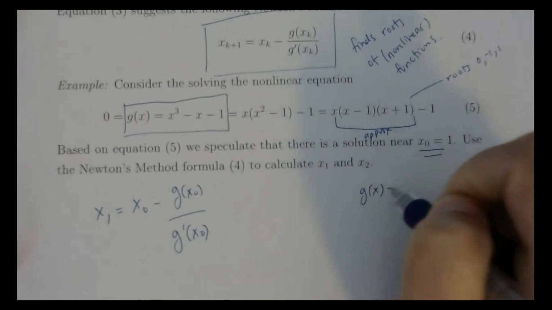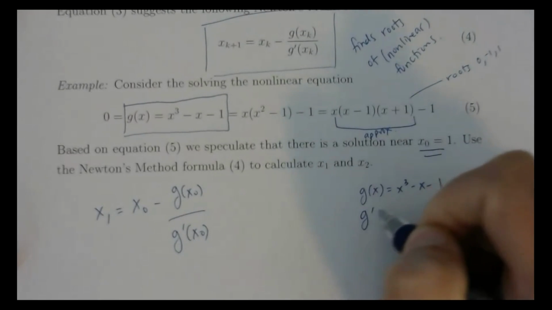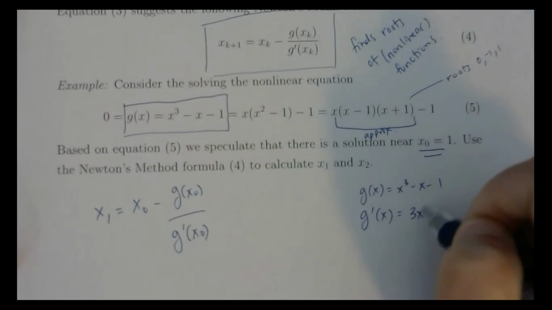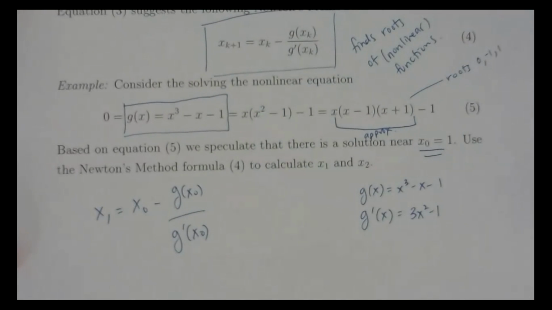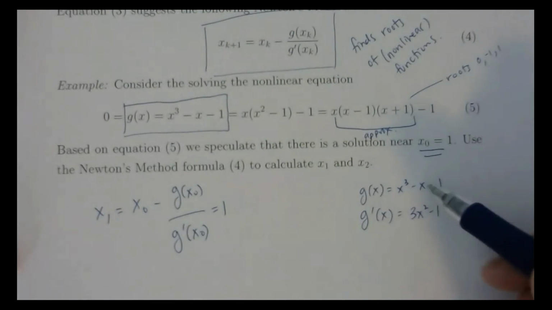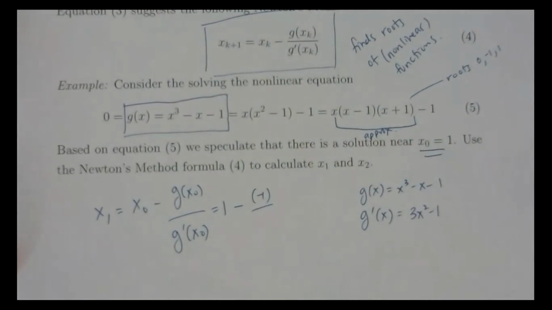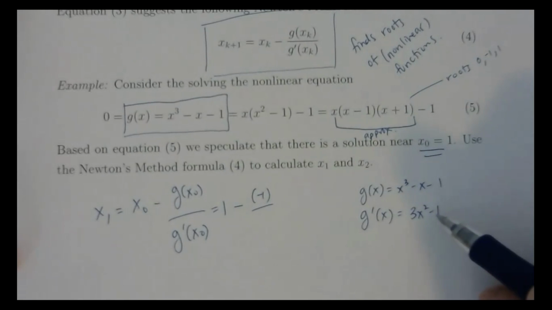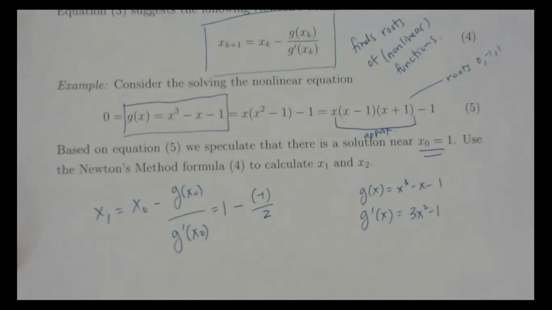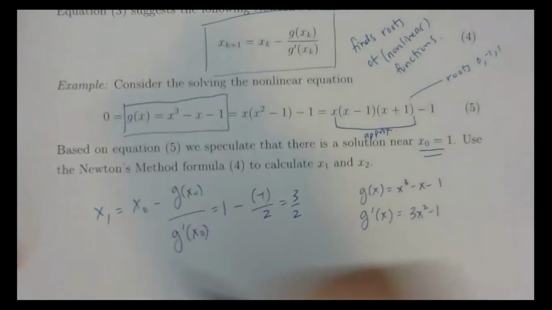So g of x is x cubed minus x minus 1. So g prime is 3x squared minus 1. So if x naught is 1, when I plug 1 into here, I have 1 minus 1, so I have a minus 1 in the numerator. And then I plug in 1 here, so I have 3 minus 1, so a 2 in the denominator. So I have 3 halves for my x1 term.